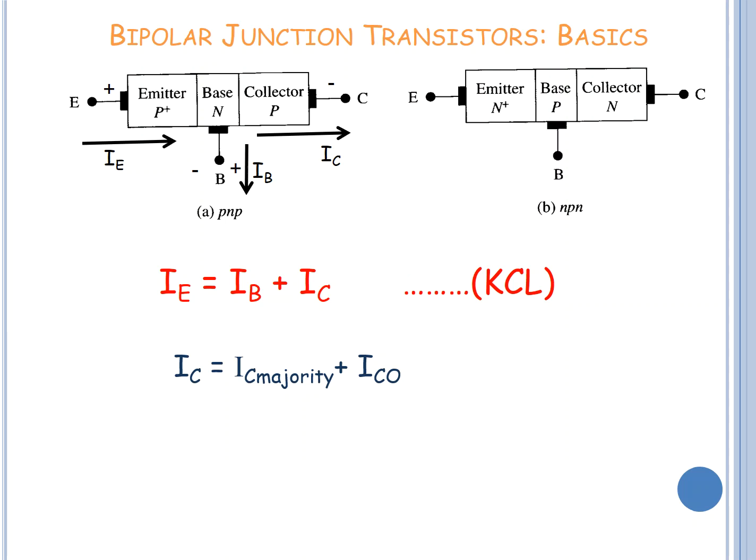The collector current consists of holes of two types, one coming from the base and one coming from the emitter. The holes which are coming from the base are the minority carriers in the base, and the holes which are coming from the emitter are majority carriers in the emitter. So IC can be divided into two types: IC majority, the current which is due to the majority holes, plus IC minority, which is due to the holes in the minority. And this can also be labeled as ICO, which means that this is the whole current when the emitter is open.